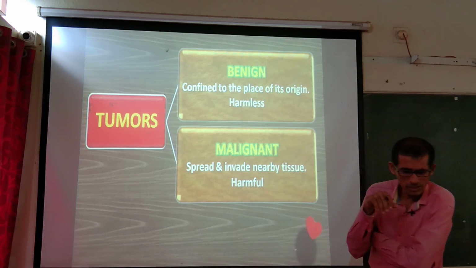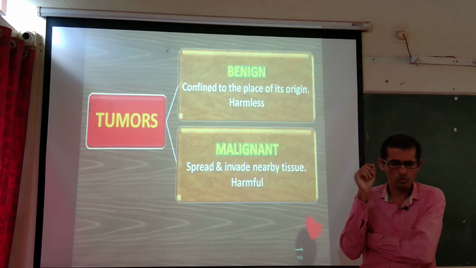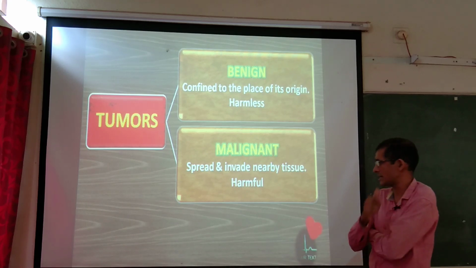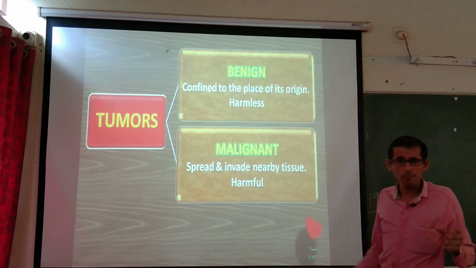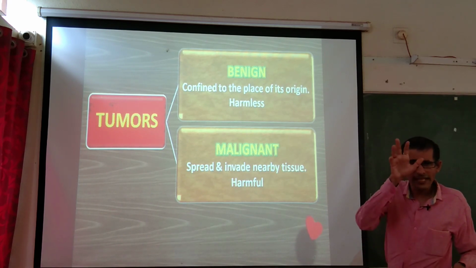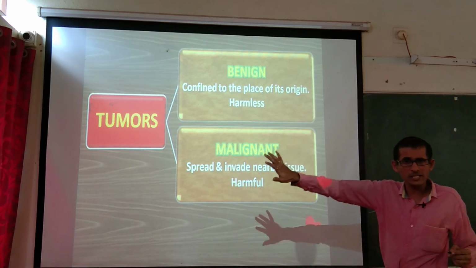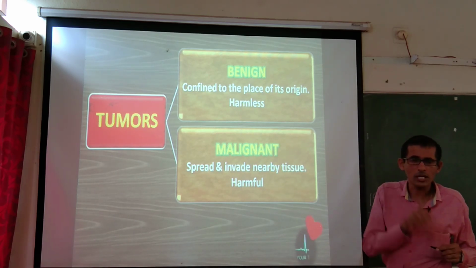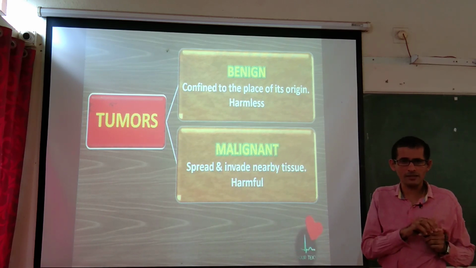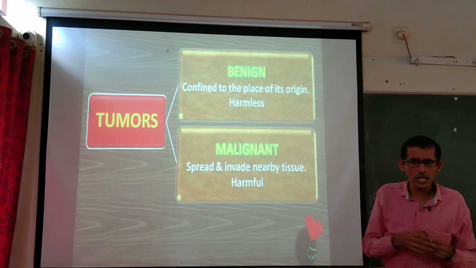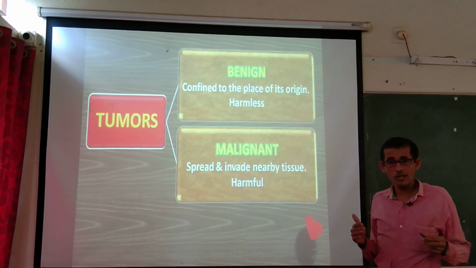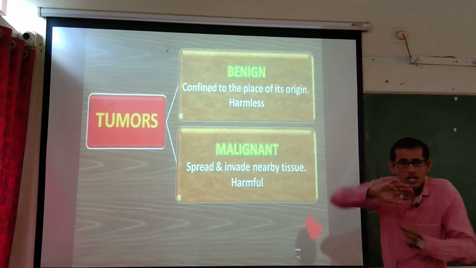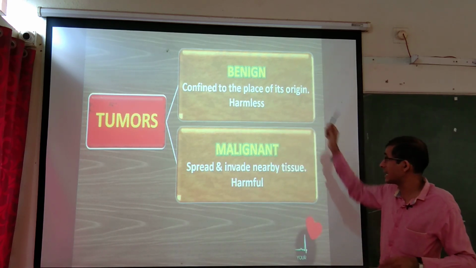What is this benign tumor? Confined to the place of its origin, harmless. What does harmless mean? Confined, it is observed in a particular part of the body and it will remain there only, it is not going to spread to the other parts of the body. Cancer growth happens in some part of the body, it stays limited to that place, and it does not spread to other nearby places in the body. So, in the body that cancer growth is confined to a particular region, it is not going to spread to the other parts of the body, then it is called benign tumor.